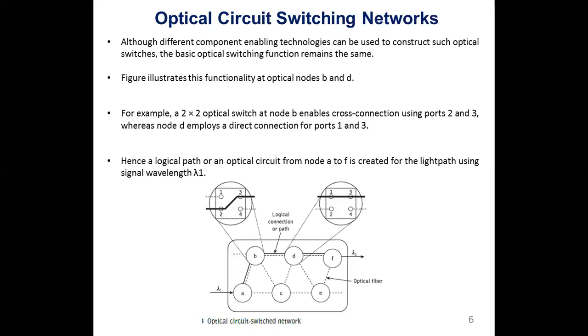So there is a difference between them, but the similarity is that both the nodes have a 2 cross 2 switch. In one of the nodes you have a cross connection, whereas in the other node you just have a direct connection. So you can have a logical path on an optical circuit from node A to F, and this is created as a light path using one signal wavelength lambda.